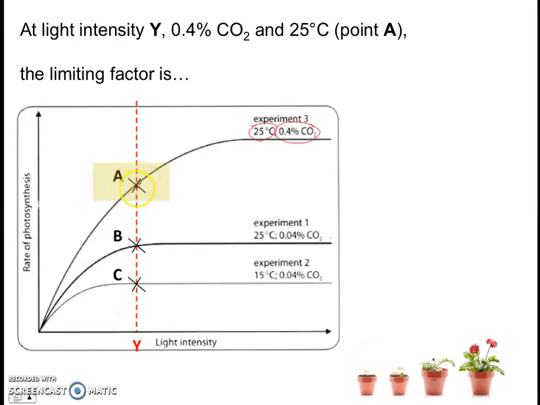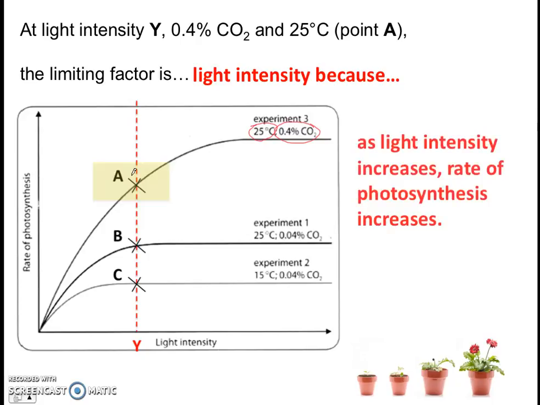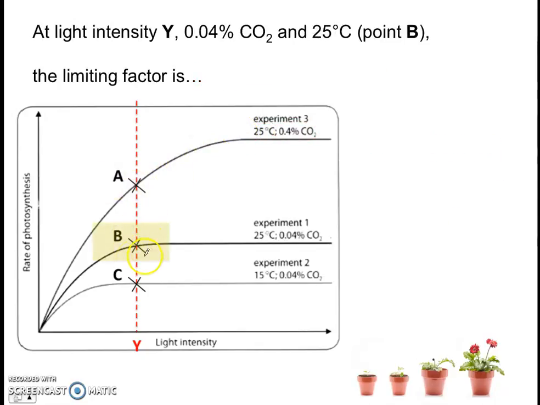Okay, so at this point, what is the limiting factor? Well, the limiting factor at this point is light intensity. Why? Because, as we look at this top curve only, as we increase the light intensity, the rate of photosynthesis increases, right? Looking at this top curve. So the limiting factor is light intensity. Now, how about point B?